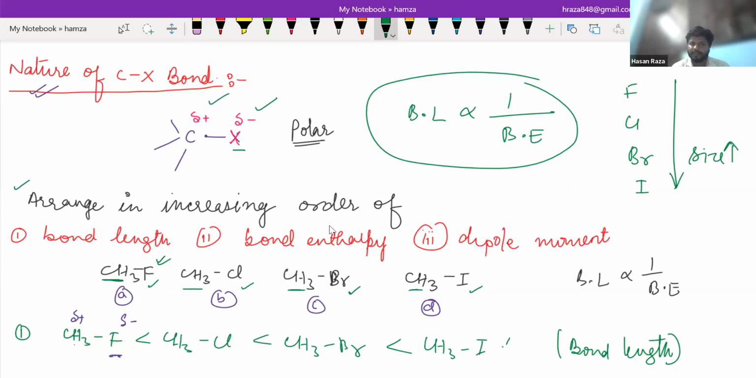We had some question like arrange in increasing order of bond length, bond enthalpy, dipole moment of CH3F, CH3Cl, CH3Br, CH3I. Bond length, you can see CH3 are common in all those four compounds, but this will depend on fluorine, chlorine, bromine, and iodine. If the atomic size increases, bond length increases. So fluorine has the smallest size, that means smallest bond length. So this is the order of bond length, and bond length is inversely proportional to bond enthalpy. The one which has lowest bond length will have the highest bond enthalpy.